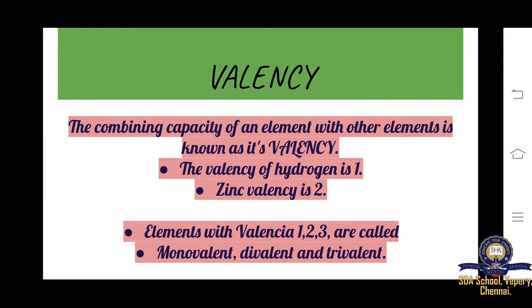Different atoms can have different valency. The valency of hydrogen is 1. Zinc valency is 2. Elements with valency 1, 2, 3 are called by different names. If they have valency 1 we say monovalent. In case of valency 2, divalent. Valency 3 means trivalent. So it depends upon the valency, and those atoms can have different names.